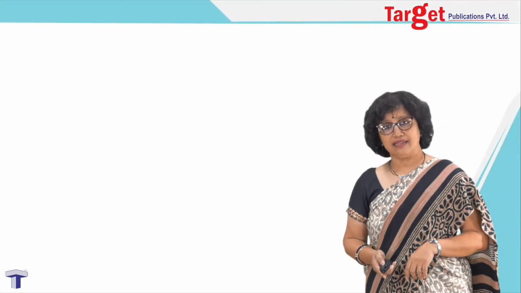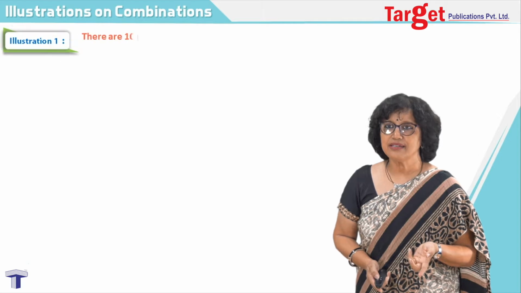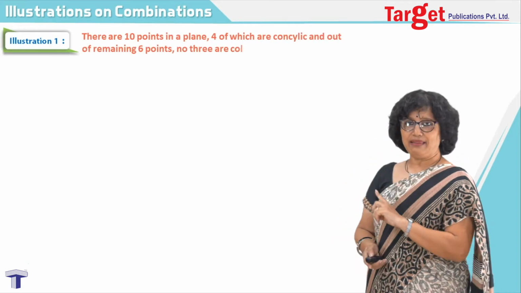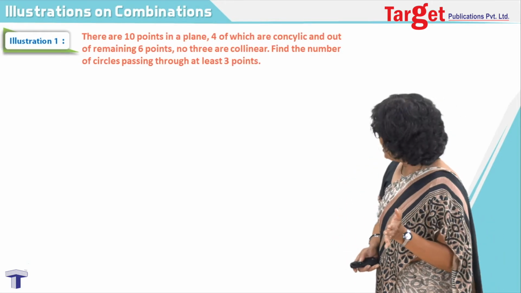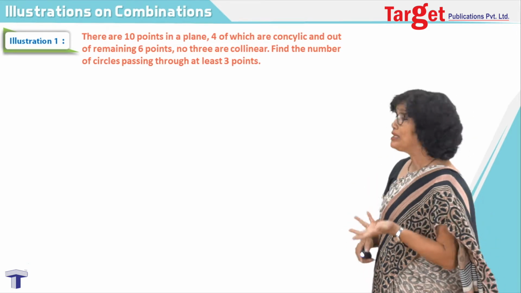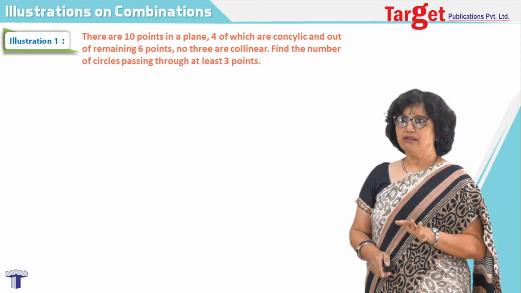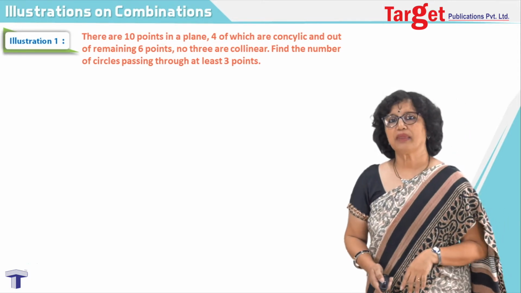Now let us try in this session some illustrations. My first illustration is that there are 10 points in a plane. 4 out of them are concyclic and out of remaining 6, no 3 are collinear. Find the number of circles passing through at least 3 points.